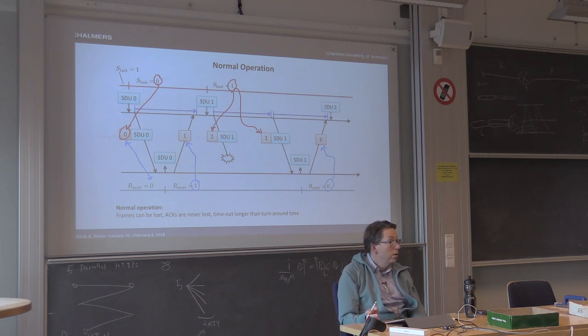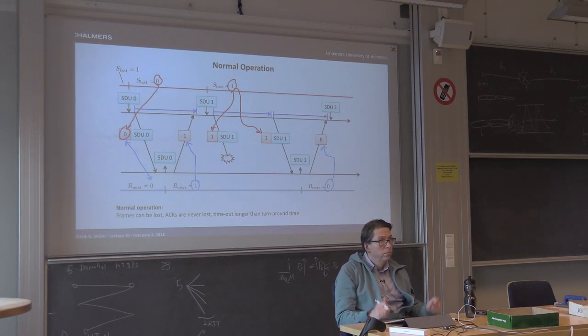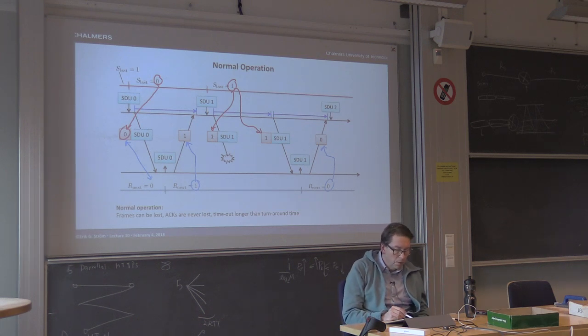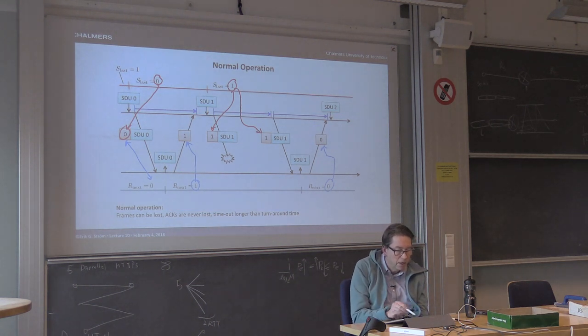And then the second SDU comes here and so forth. Okay, so was the logic here clear? So what we have introduced now is transitional state variables. State variables change their values at specific points in time. So S_last changes its value whenever a new frame is transmitted.